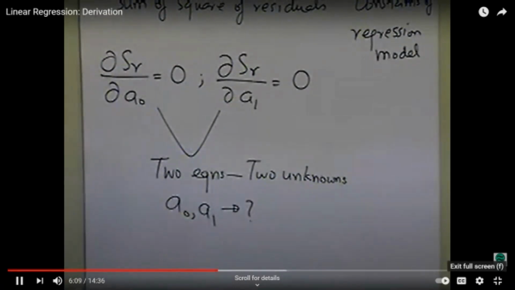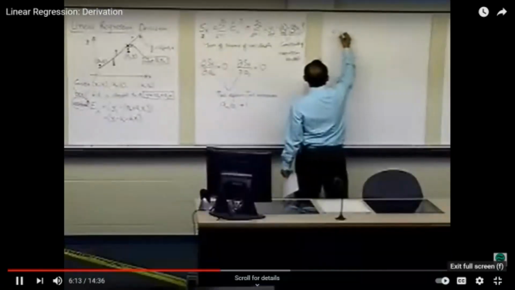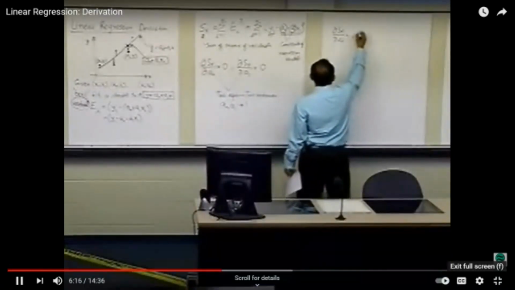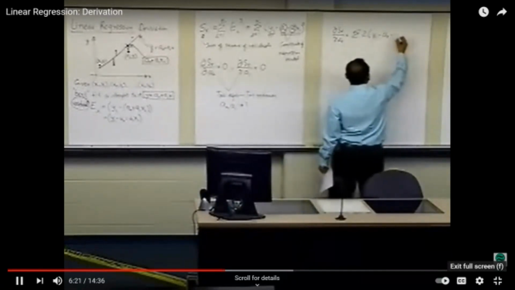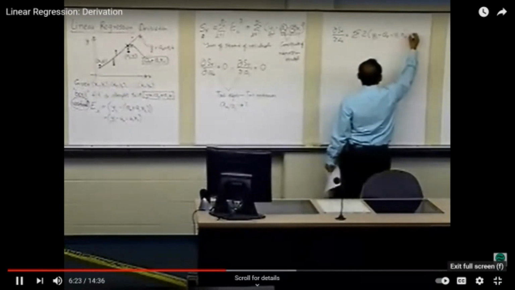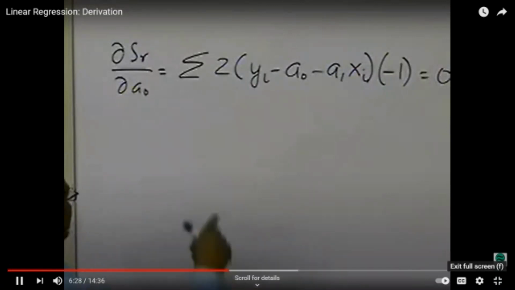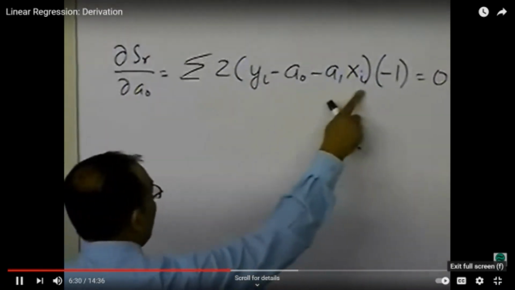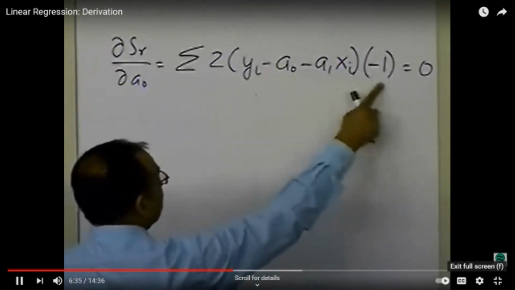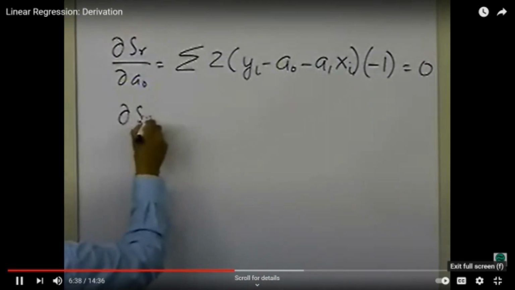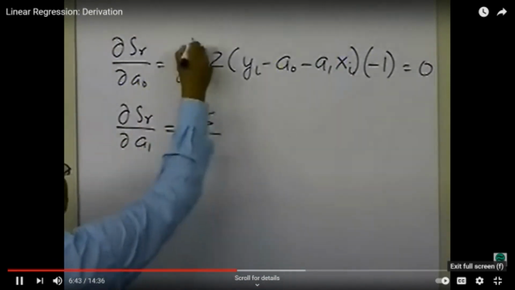So in order to do that, I will have to take the derivative of this SR with respect to a0. So del SR with respect to a0 will be equal to the summation of 2 times y sub i minus a0 minus a1 x of i, times minus 1, equal to 0. We are simply using the chain rule, so it's 2 times whatever is in the brackets multiplied by the derivative of this expression with respect to a0, which is just minus 1. And then del SR with respect to a1, summation i is equal to 1 to n.